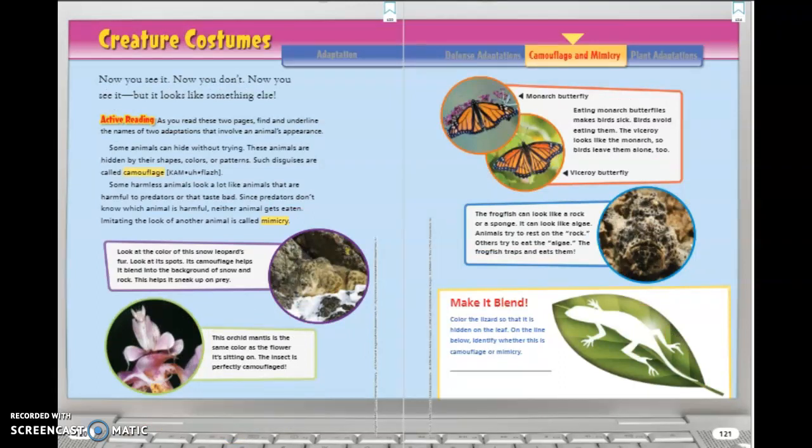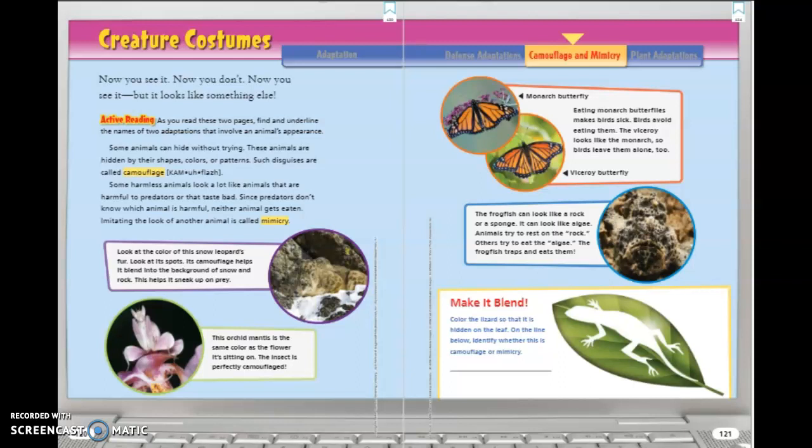Creature costumes, or camouflage and mimicry. Now you see it. Now you don't. Now you see it, but it looks like something else. Active reading. As you read these two pages, find and underline the names of two adaptations that involve an animal's appearance.